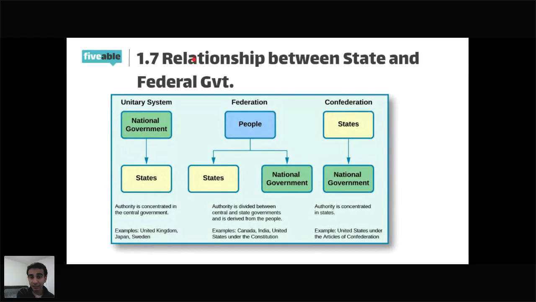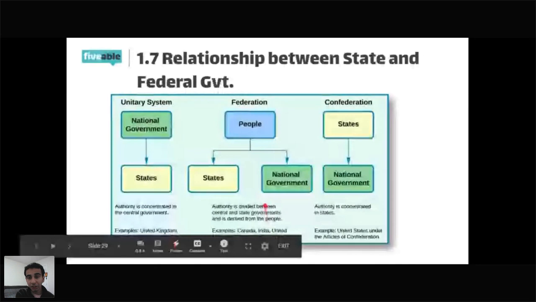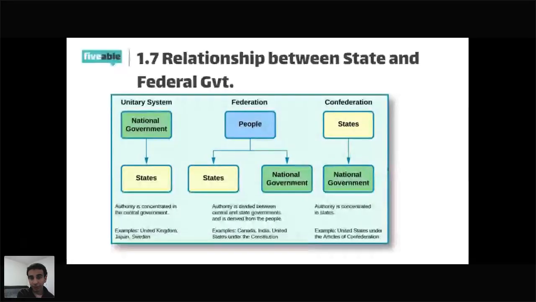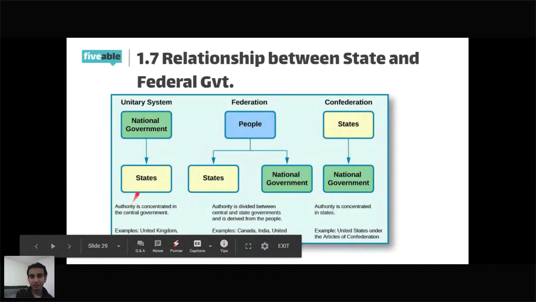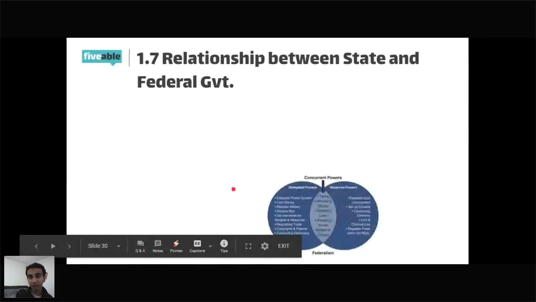In terms of what a federation is, that's when the authority is divided between the central and state governments, and then it's derived from the people. So that's basically what we are in terms of the United States. A confederation is when the authority is concentrated in the states, and then it goes towards the national government. Great example of this, Articles of Confederation, and we can see how that turned out, right? So I believe, I'll give you a statistic later, but I think it's like only 11 countries or something have a federalist system of government. So I thought that was interesting.